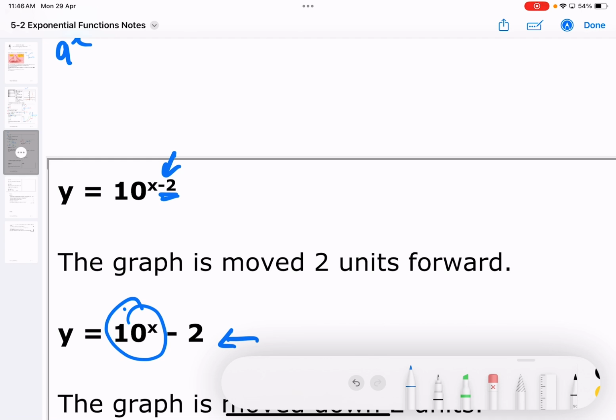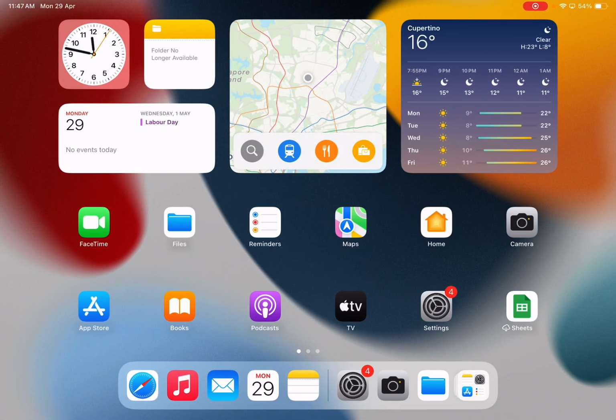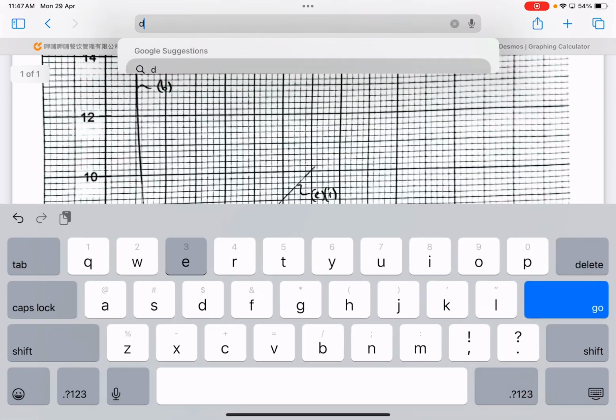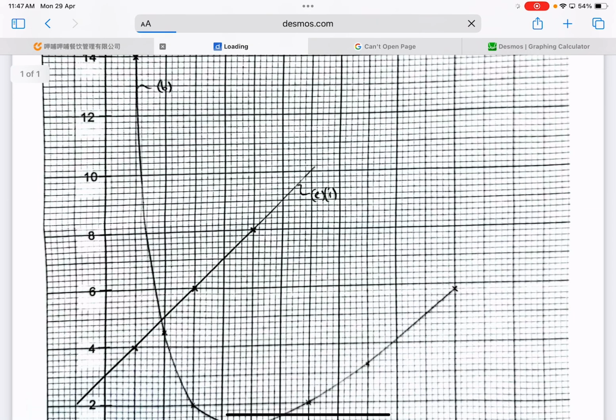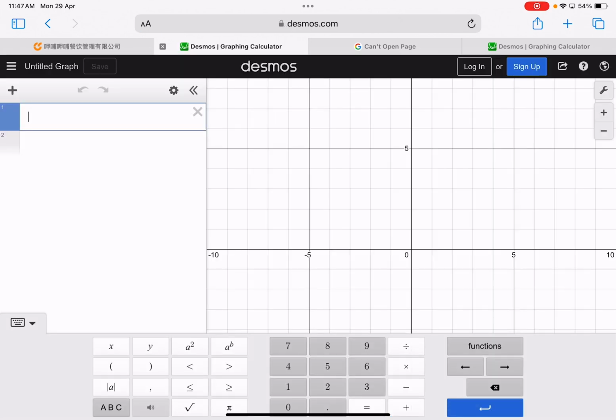For those of you with iPads, you can take them out. I just want to prove it to you, because sometimes seeing is believing. If you don't see it for yourself, you will not believe it. Can you go to this website called Desmos and click on graphing calculator?